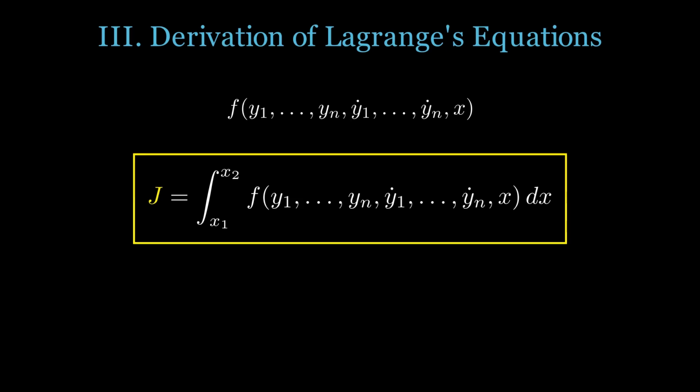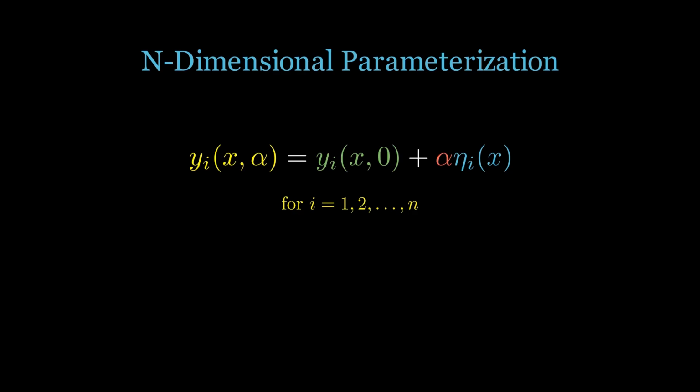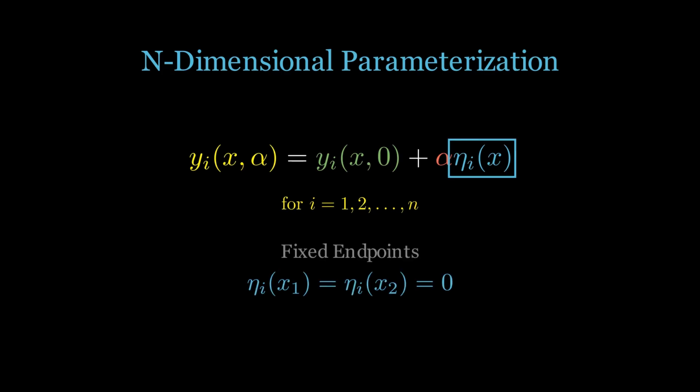We proceed exactly as before by constructing a parametric family of varied paths. We introduce a parameter alpha that labels a possible set of curves by setting the following. Here yi of x, 0 are solutions to the extremum problem, the correct path we are trying to find. The functions eta i of x are independent functions of x that are completely arbitrary, except they must vanish at fixed endpoints x1 and x2. They must be continuous through the second derivative.